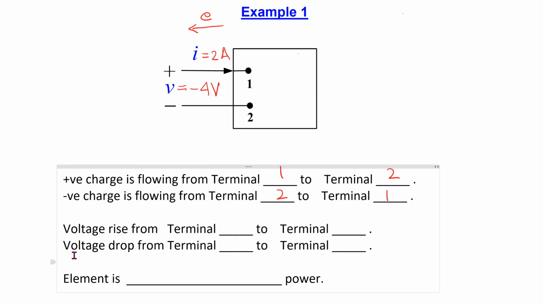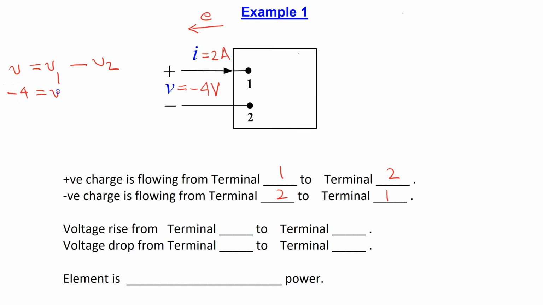Next, let's have a look at the voltage. Recall that the voltage is defined as voltage at the terminal marked plus with respect to the terminal marked minus. Thus, in this case, we can write V is equal to voltage at the terminal marked plus, which is terminal 1, minus voltage at the terminal marked negative, which is V2. Then we substitute the values. We have minus 4 is equal to V1 minus V2.